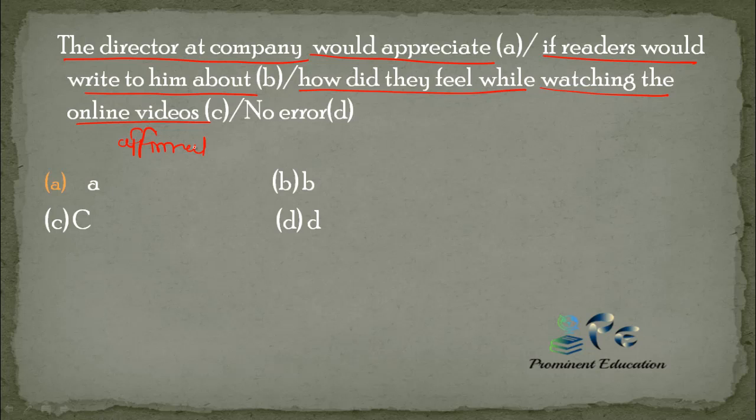This is an affirmative sentence, and whenever a sentence is affirmative, you do not follow a question structure within the sentence. So if you look at part B, or I should say part C, how did they feel is the interrogative structure. You do not use interrogative structure within the sentence whenever the sentence is affirmative. So instead of how did they feel, how they felt would be used, because you have to replace this interrogative structure with assertive. So the error in this question is in part C.